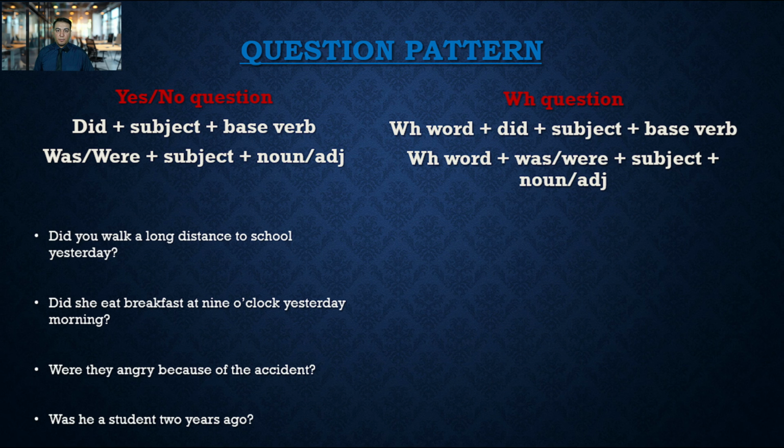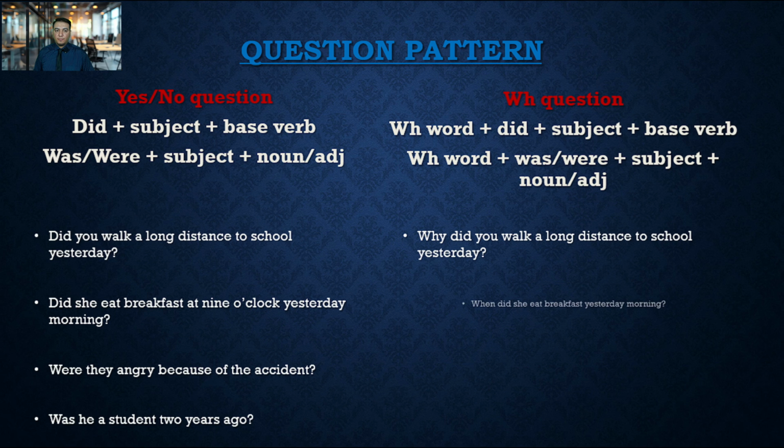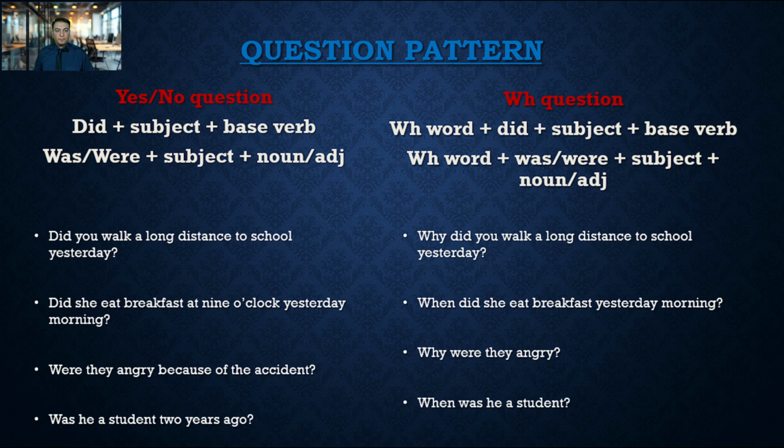Let's read some examples. Why did you walk a long distance to school yesterday? When did she eat breakfast yesterday morning? Why were they angry? When was he a student? Remember, I dampen my voice at the end of these questions because they are WH questions.